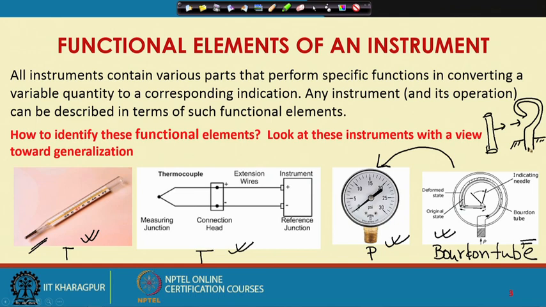When pressure is applied inside this tube, this part tries to regain its original circular cross section, and while doing so, there will be a movement of the tip of the Bourdon tube. So, this tip deflection is a measure of the pressure.